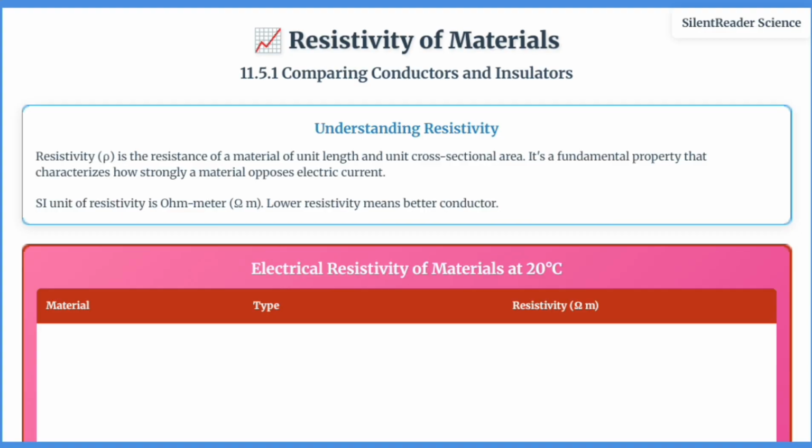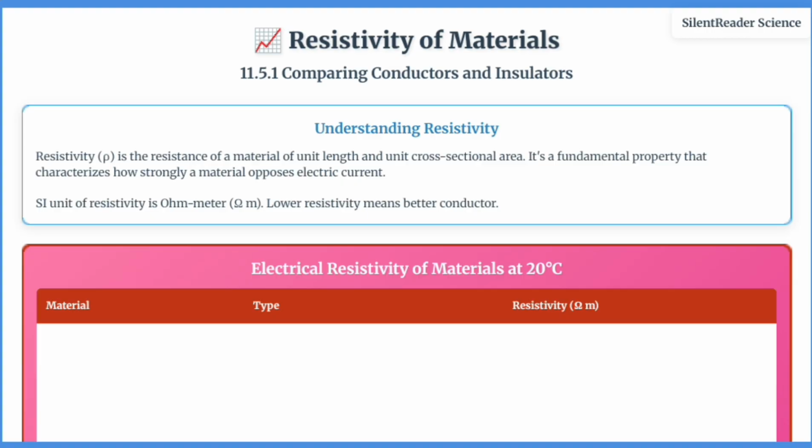For example, silver has the lowest resistivity at 1.60 times 10 to the power minus 8 ohm meter, followed by copper at 1.62 times 10 to the power minus 8. Aluminum has higher resistivity at 2.63 times 10 to the power minus 8. Alloys like nichrome have much higher resistivity, around 100 times 10 to the power minus 8. Semiconductors like silicon have even higher resistivity, around 2300 ohm meter, while insulators like rubber can have resistivity as high as 10 to the power 16 ohm meter.